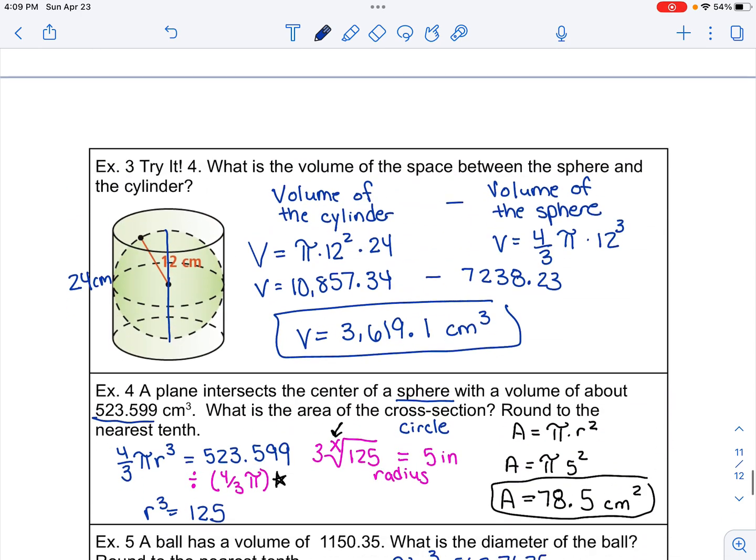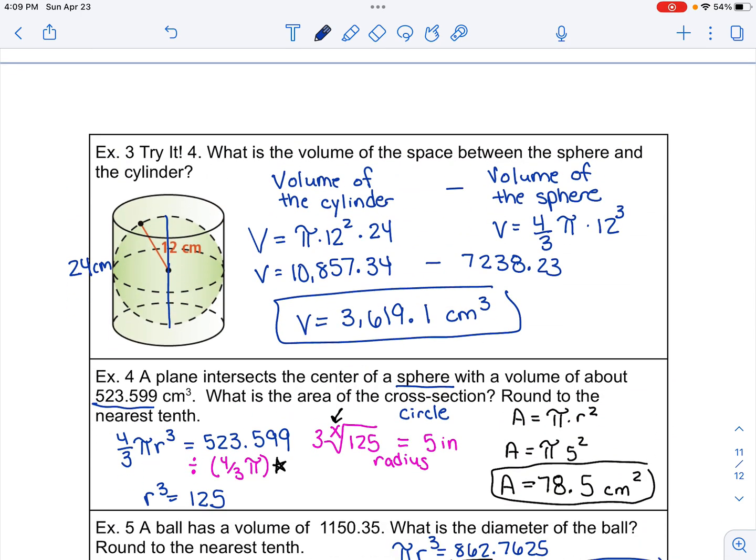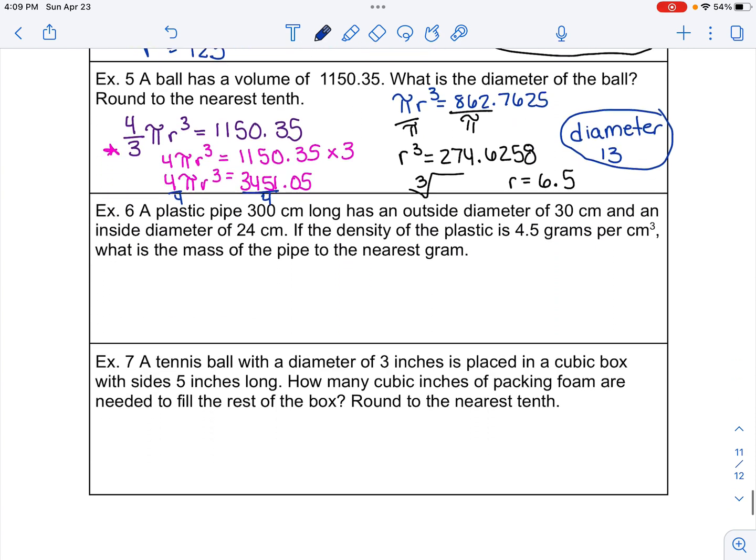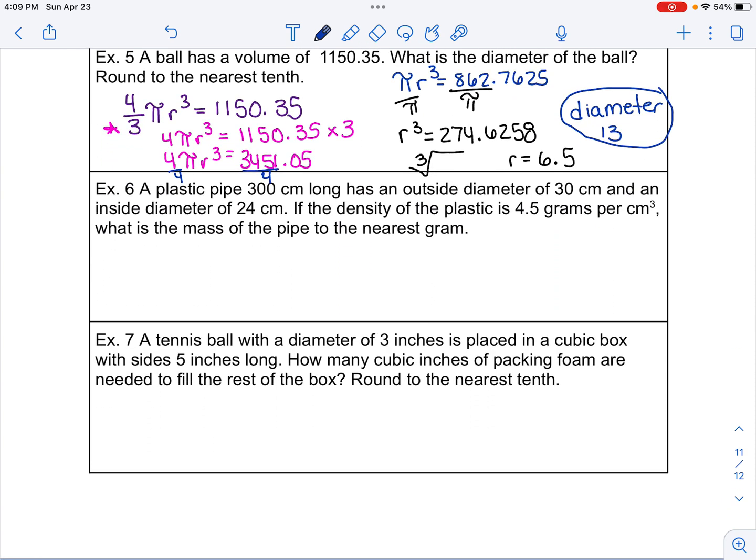Up at the top of this page, we did some subtracting when I had a sphere inside of a cylinder. This particular one, I have a plastic pipe that's 300 centimeters long. It has an outside diameter of 30 centimeters and an inside diameter of 24 centimeters. The density of plastic is 4.5 grams per centimeter cubed. What is the mass of the pipe?